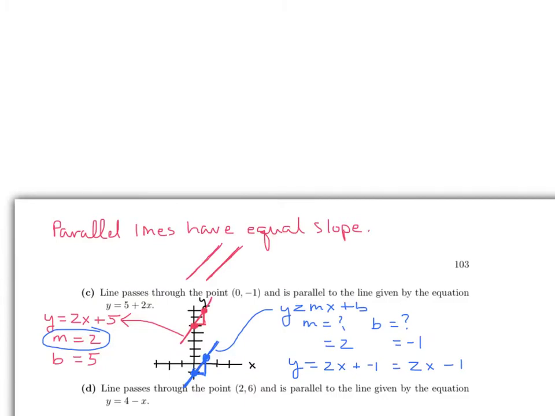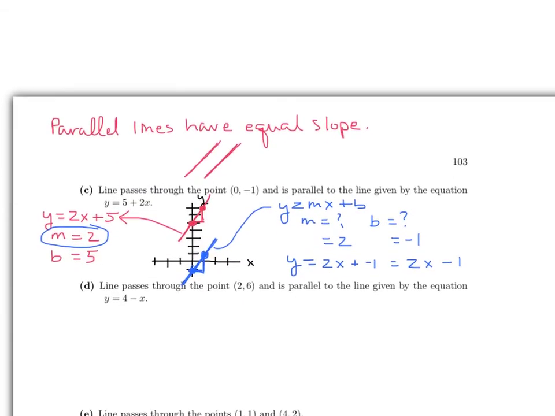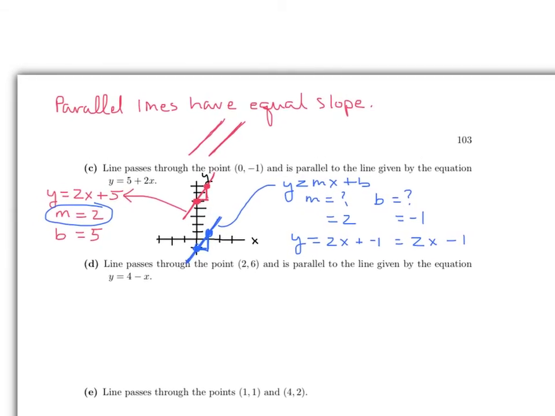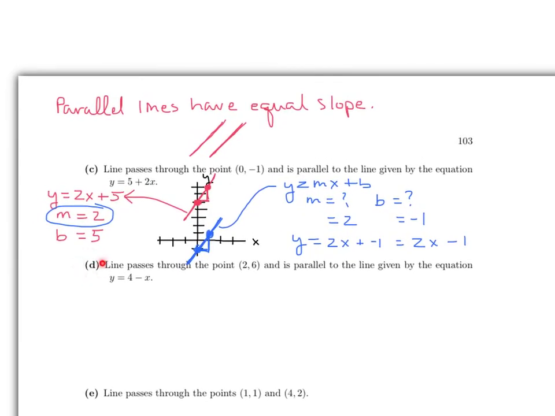Okay, let's move on to the next example, part D. In this case, the line we're interested in passes through the point (2, 6), and it is parallel to the line given by the equation y = 4 - x. So this problem is actually very similar to what we did in part C. So let's follow it the same way.